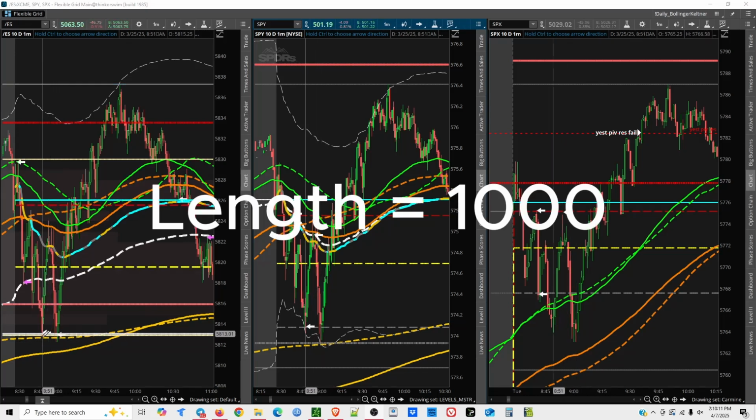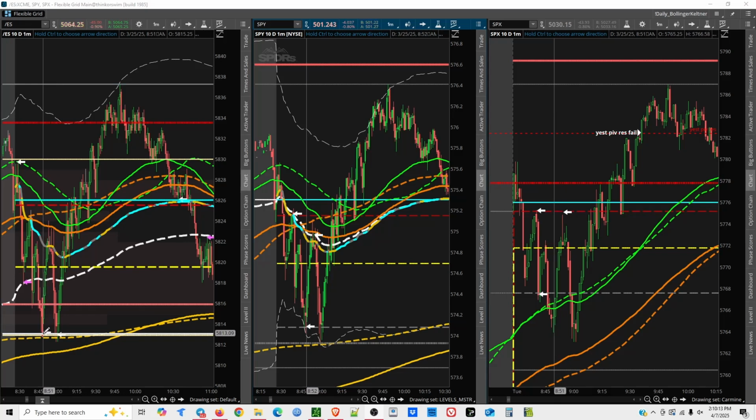And more often than not, the very, very first touch of the day that an instrument like ES or SPY makes on the 200 EMA or SMA from the 5-minute chart, more often than not, it's going to reverse there. Or at the very least, you're going to get some sort of a relief bounce or relief reversal. So on this first touch, it bounced.